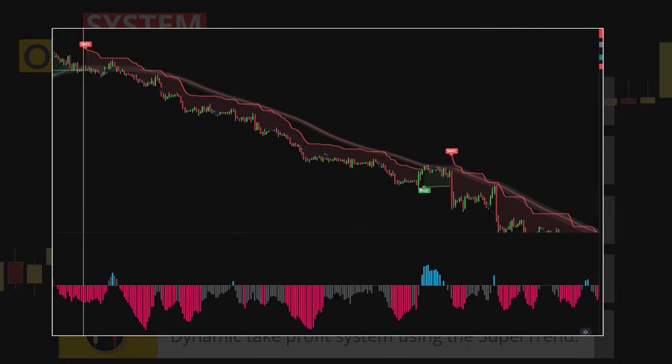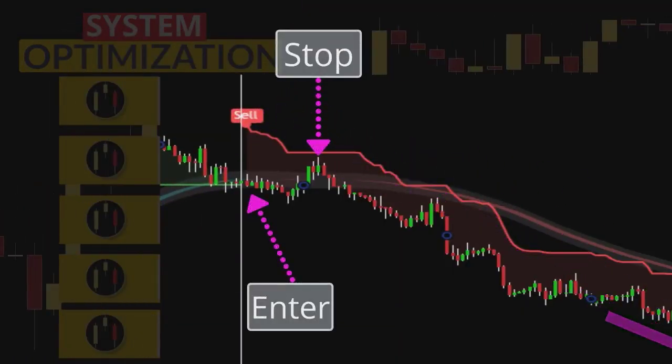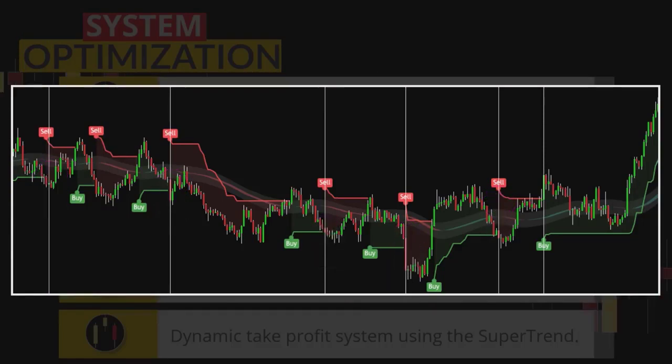Look at this chart. Many times during the test, I noticed the stop being hit only to move in the direction of the trade immediately after. You can see here, by optimizing the stops, these trades could have been either profitable or exited at break even.